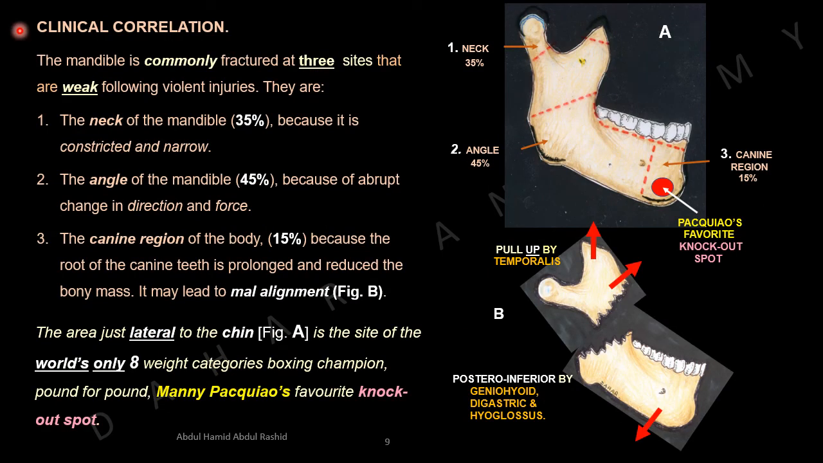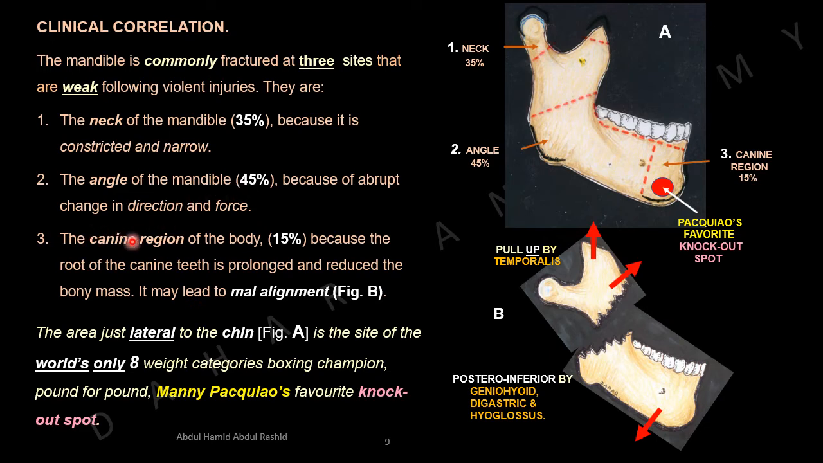Clinical correlations of the mandible. We have two diagrams here, diagram A and diagram B. Diagram A is showing sites of common fracture and their percentages. The mandible is commonly fractured at 3 sites that are weak following violent injuries. Number 1, the neck of the mandible, because it is constricted and narrow, 35%. The angle of the mandible, because of abrupt change in direction and force, 45%.